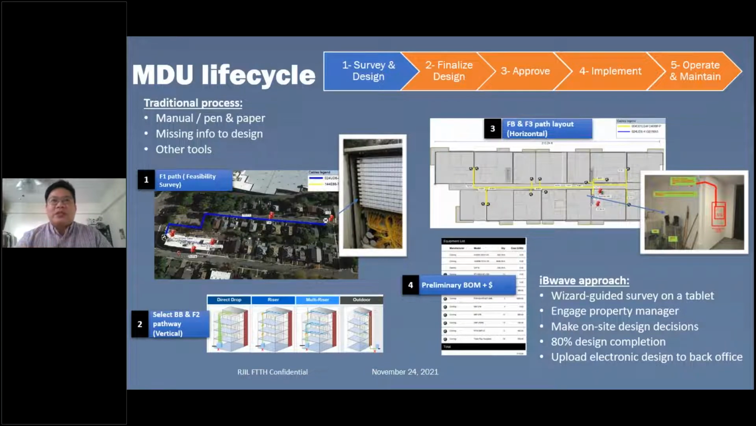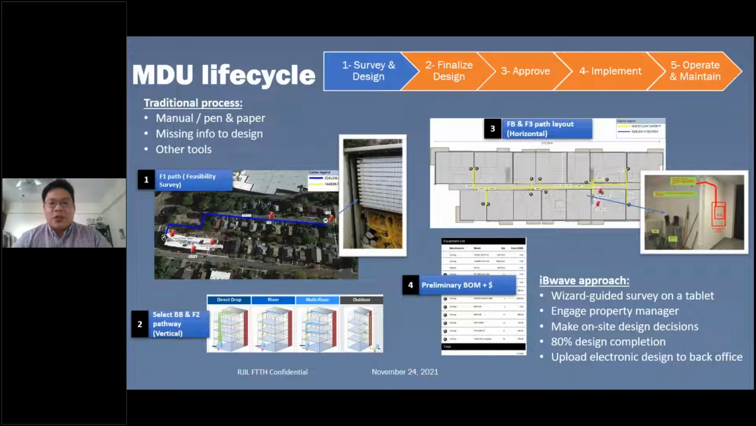Last time when we did a survey, we might take a lot of pictures, and at the end, back in the office, we need to reorganize the pictures again, but most of the time we forget where we took the picture. So in iBwave, the wizard-guided survey allows us not only to take a picture at a specific point, but also to add extra information.